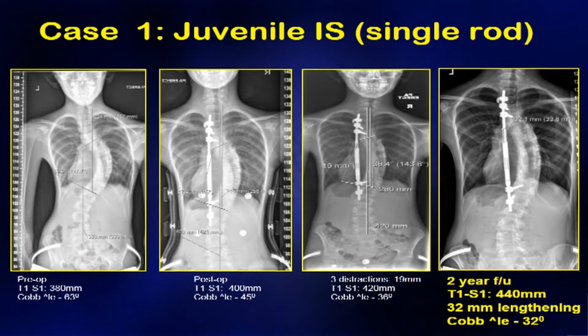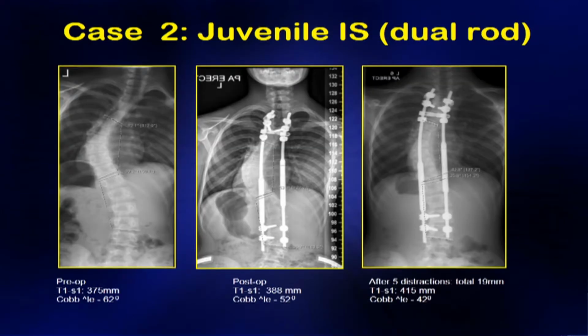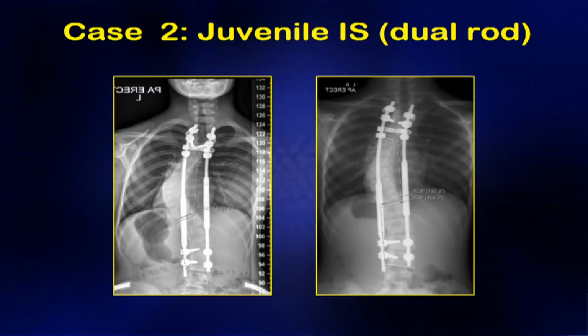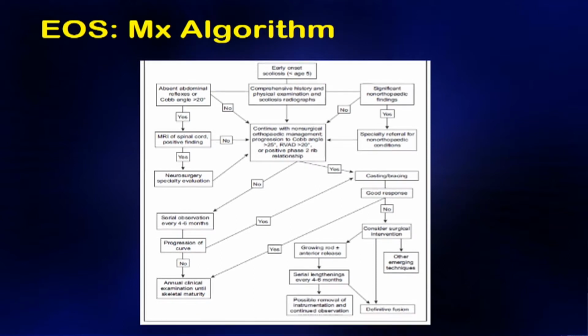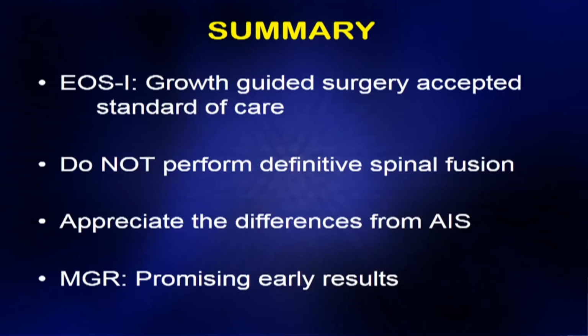This is an example of a patient with a single rod who had a 32 millimeter lengthening at the 2-year period. That patient has now subsequently had a fusion 3 years following the onset, or 3.5 years following the onset of the first treatment. This is another juvenile patient whose treatment is still ongoing. We've developed an algorithm for it.